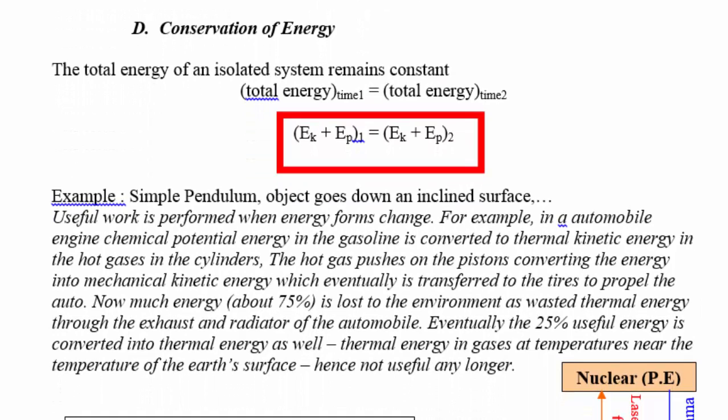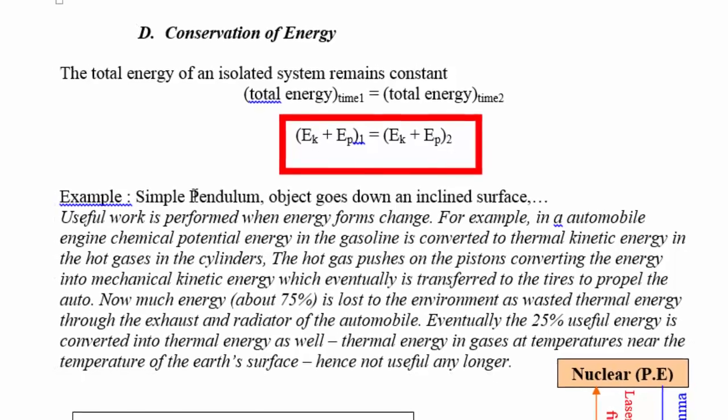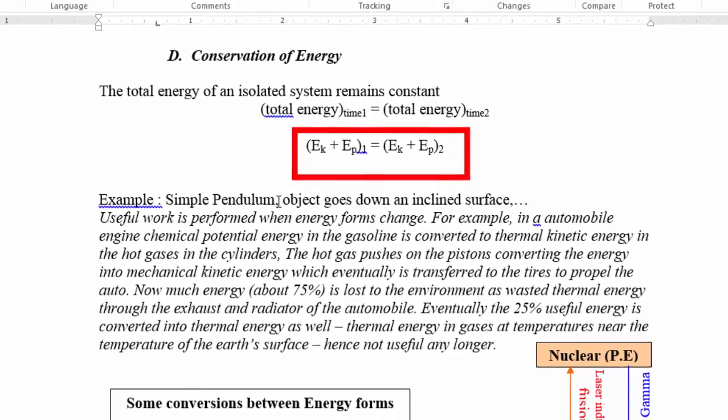Conservation of energy means that energy is neither destroyed nor created. It can only change from one form to another. So the total energy at time 1 will be exactly equal to the total energy at time 2. And here we are talking about the total energy of the universe. A good example is the simple pendulum that we saw in the lab.